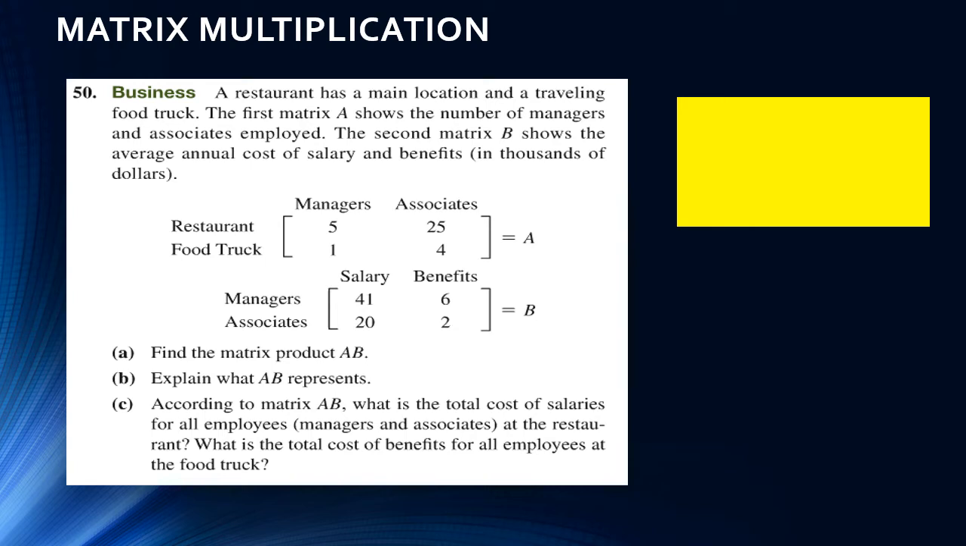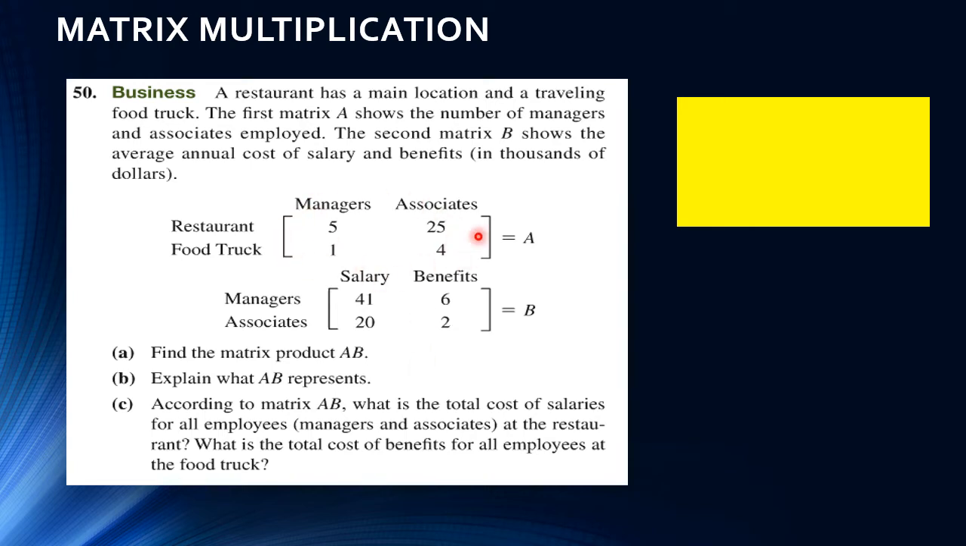Matrix B is talking about how much each of those people get paid on average. Managers earn an average salary of $41,000 and benefits of $6,000 a year. Associates get an average salary of $20,000 with $2,000 in benefits. So this makes matrix B into a 2 by 2 matrix with elements 41, 6, 20, and 2. Again, always reading across, doing rows first, and then the elements of each column. The first thing asked us to find the matrix product AB.